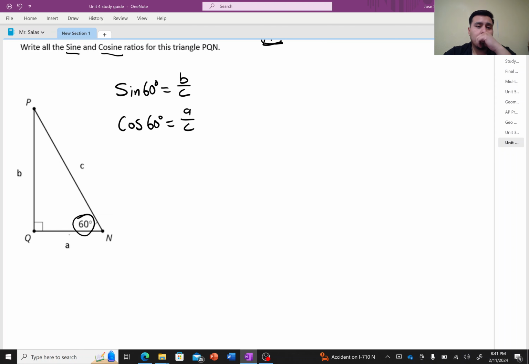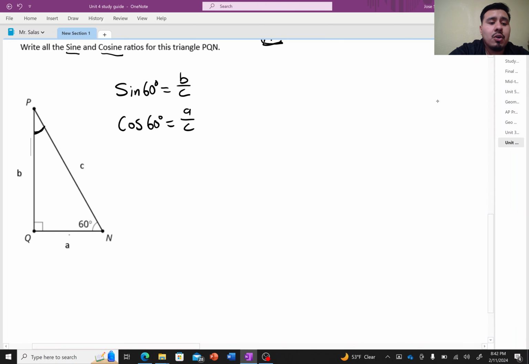All right, so you're probably saying, Mister, no, there's not. You can't find another sine and cosine. Well, guess what? There is. What if we use this angle P as a reference angle? So, what would that missing angle be?